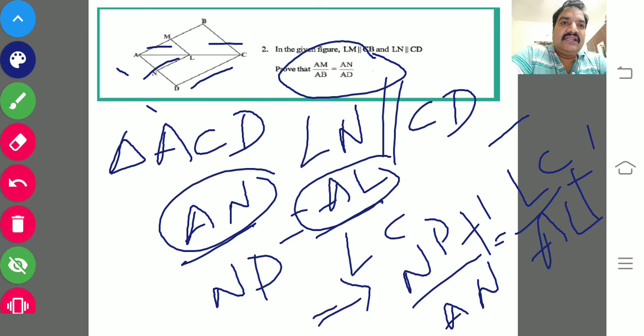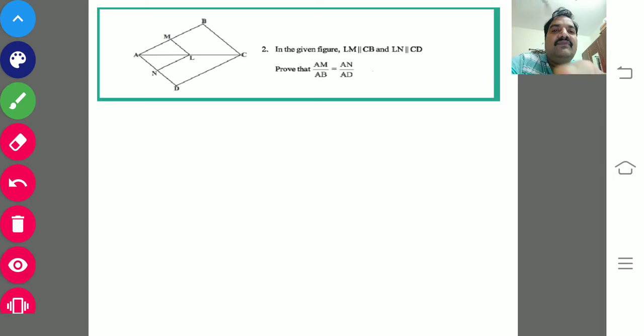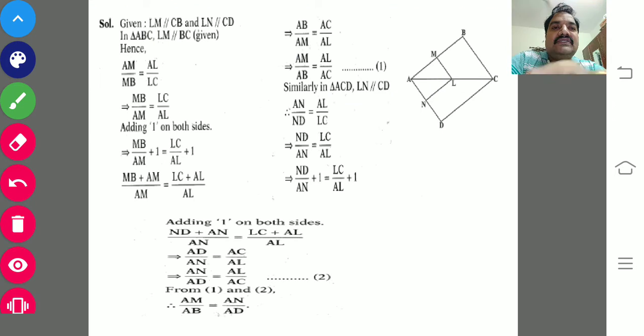In the upper triangle, the same application we have applied, and in the lower triangle ACD also we have applied the same. So in the upper triangle we got one result, and in the lower triangle we got one result. When you combine them, we can reach our destination. This is our analysis. So without wasting our time, you just go to the solution. You just see that.